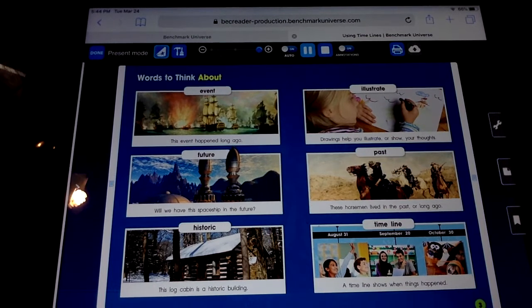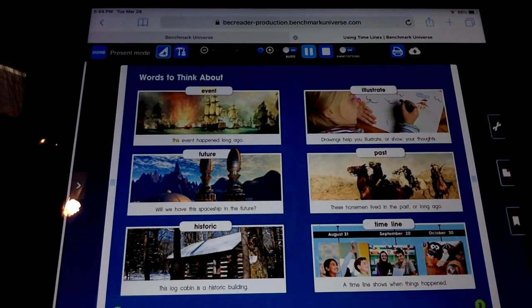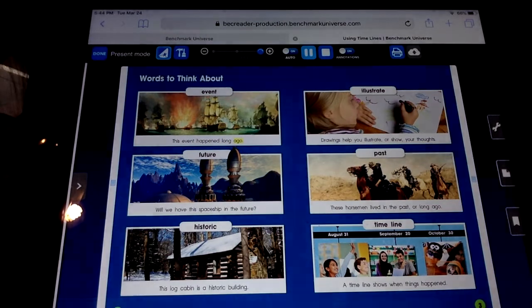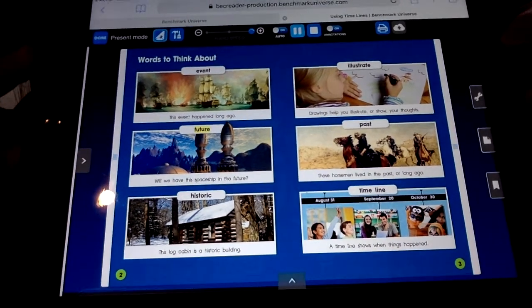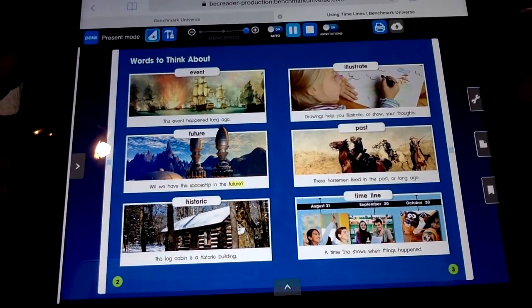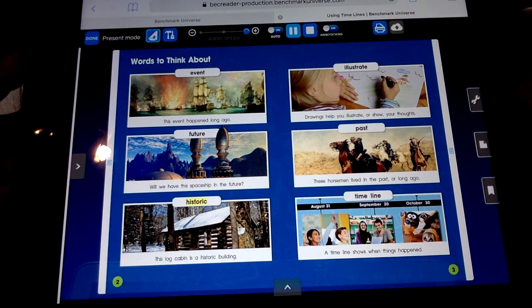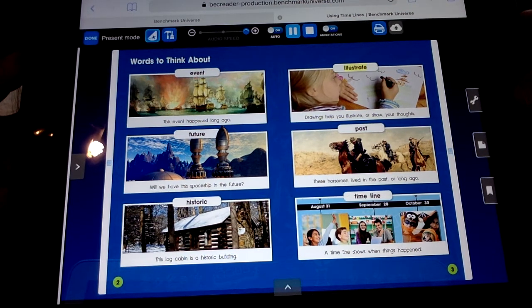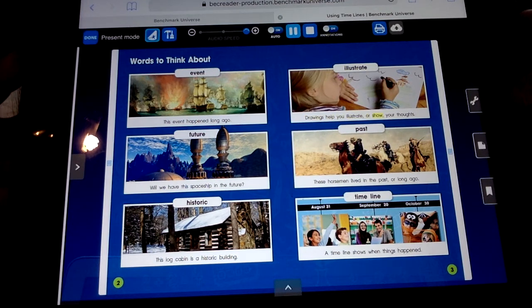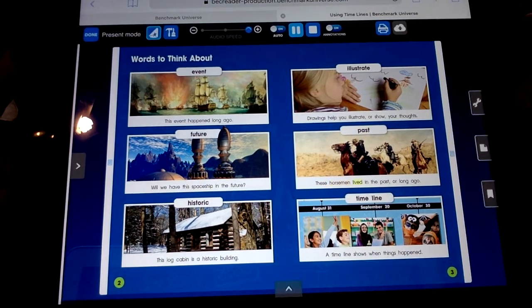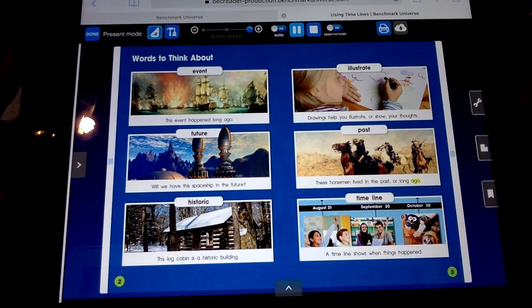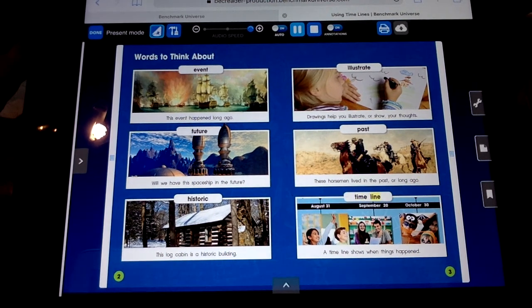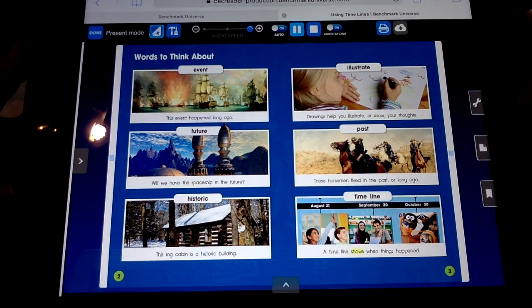Words to think about. Event. This event happened long ago. Future. Will we have this spaceship in the future? Historic. This log cabin is a historic building. Illustrate. Drawings help you illustrate or show your thoughts. Past. These horsemen lived in the past or long ago. Timeline. A timeline shows when things happened.